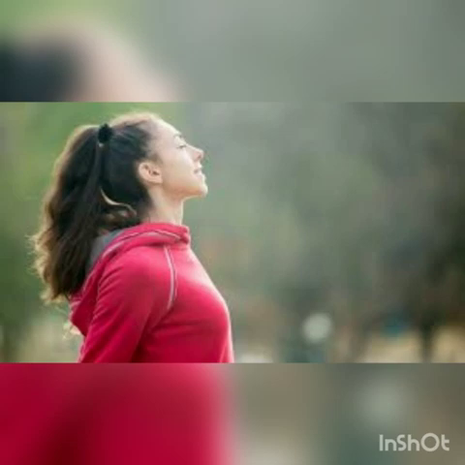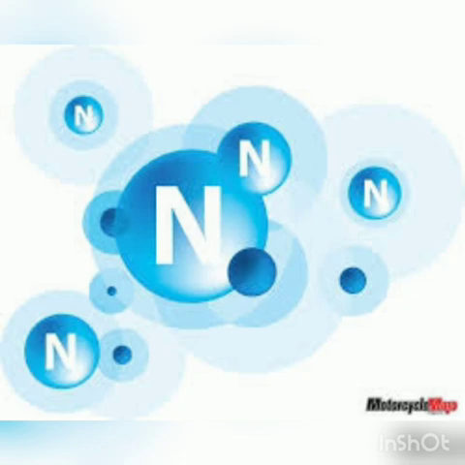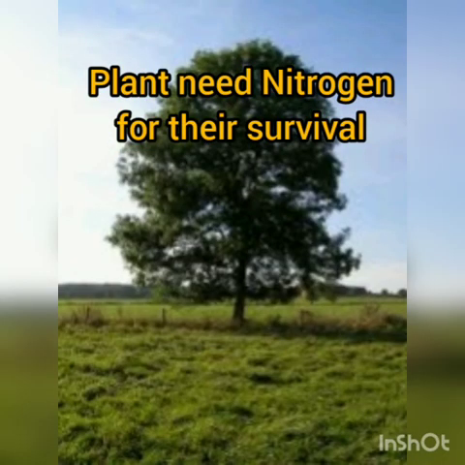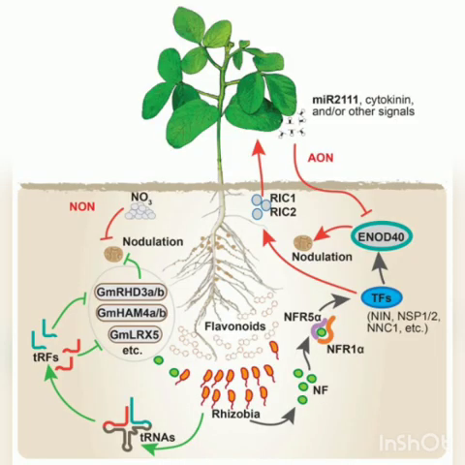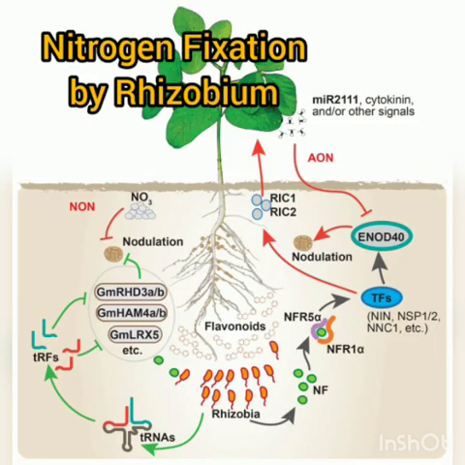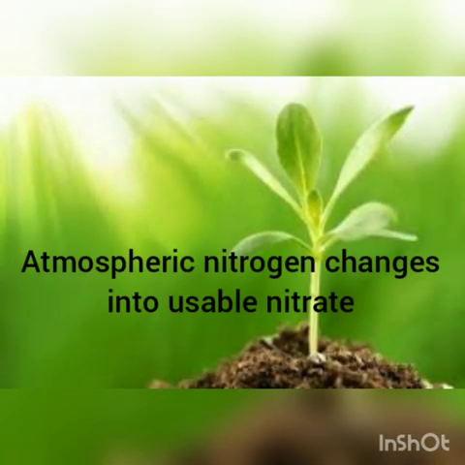Do you know, when we inhale, we take some amount of nitrogen into our lungs and exhale it, because nitrogen is the most plentiful gas in the air. But plants need nitrogen for their survival. They cannot take nitrogen directly from the air, but from bacteria that live in the soil and roots of some plants, which take nitrogen from the air and change its form so that plants can use it.